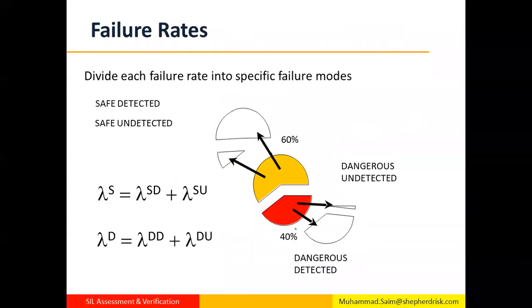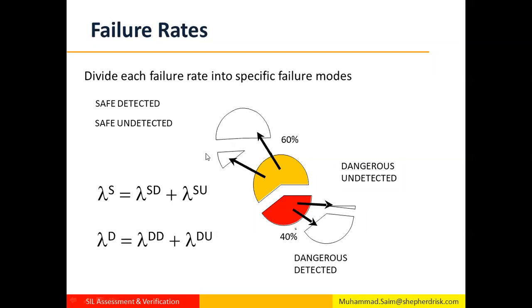So any hardware component can randomly fail in either a safe way or a dangerous way. A safe failure does not inhibit the safety function. It still functions, or it brings the system to a safe state, also called a spurious trip. Dangerous failures are those failures which inhibit the safety function of the loop, the safety instrumented function.